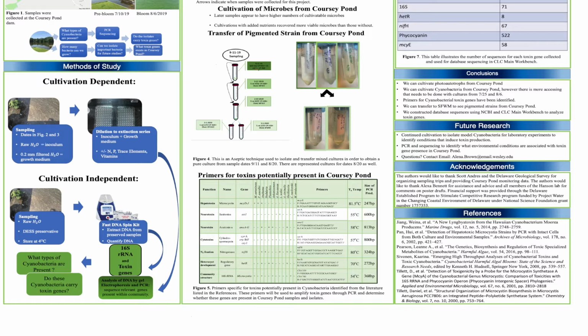For the cultivation independent method, we ran those same samples that were collected from Coursey, and we wanted to extract the DNA from the preserved samples and then quantify that DNA to eventually examine those toxin genes and the 16S gene as well. So with this, we can say if the PCR is positive, then there is potential for the toxin genes to be present. And we can ask what types of cyanobacteria are present, and do these cyanobacteria carry any toxin genes?